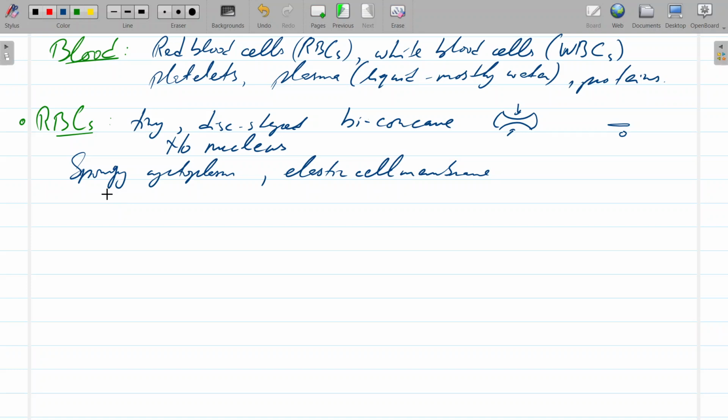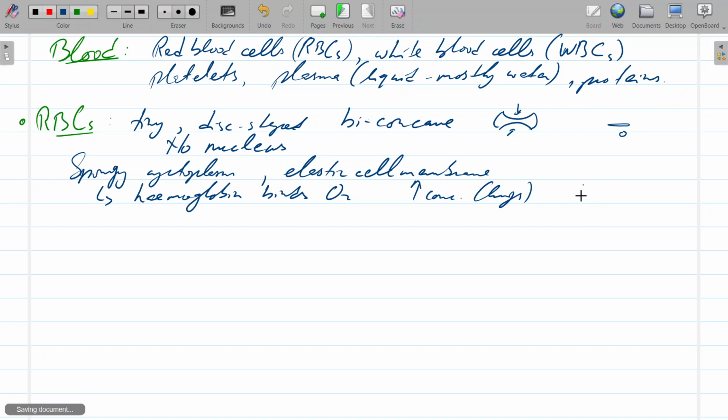And the cytoplasm contains a protein called hemoglobin. This is the one that binds oxygen and transports it all over the body. It binds it where there's a high concentration of oxygen, which is the lungs, and it gives it up where there's a low concentration, which is the body cells. And hemoglobin is also the one that gives the red coloration to the blood.